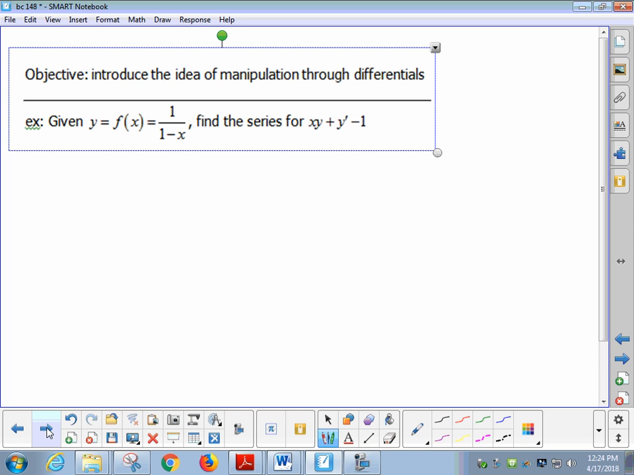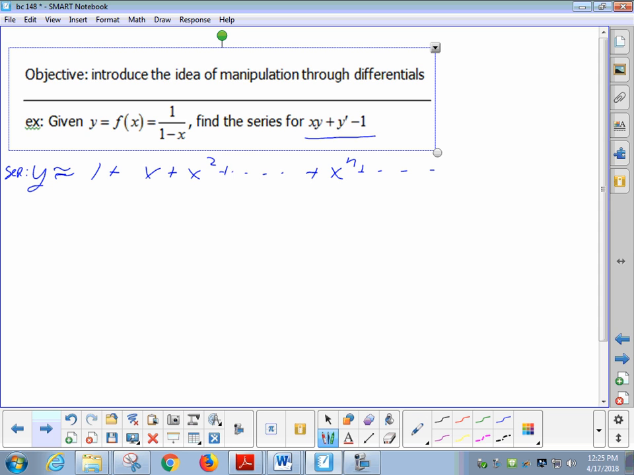Say I gave you the basic geometric series 1 over 1 minus x. Find the series for xy plus y prime minus 1. I suggest you go slowly and build it. So for example, start with the series for y. Given that y is f of x, what's the series for y, or 1 over 1 minus x? 1 plus x plus x squared plus, this one you do want the general term, so go there.